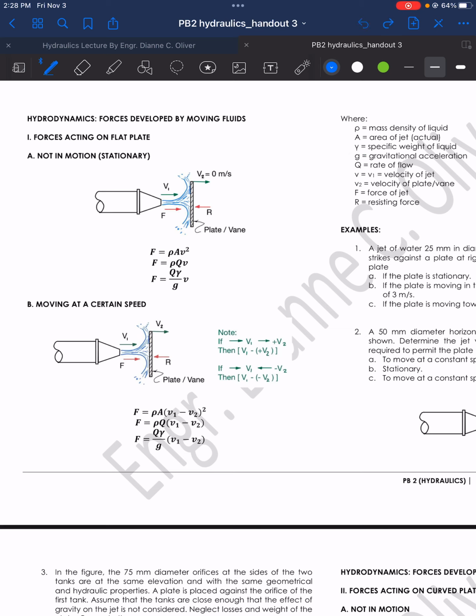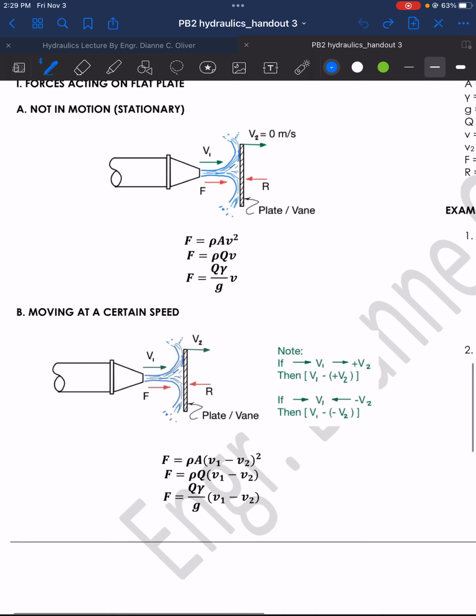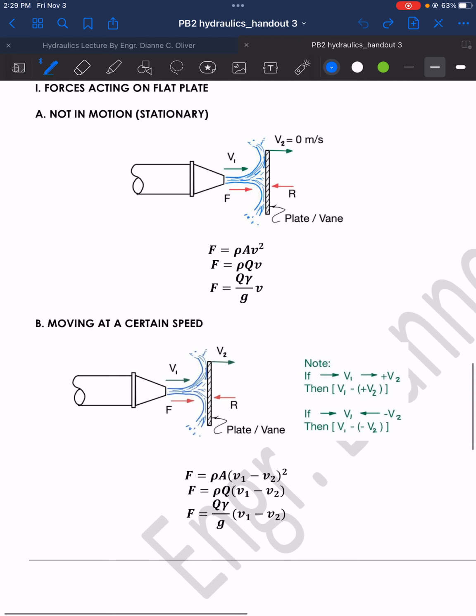And then we have Q as the rate of flow. V, or that is V sub 1, is the velocity of the jet. V2 is the velocity of the plate or the vane. So as you can see here, this V2 is the velocity of the plate or the vane. Then F is the force of the jet, and R is the resisting force here. So that is for case 1, stationary.